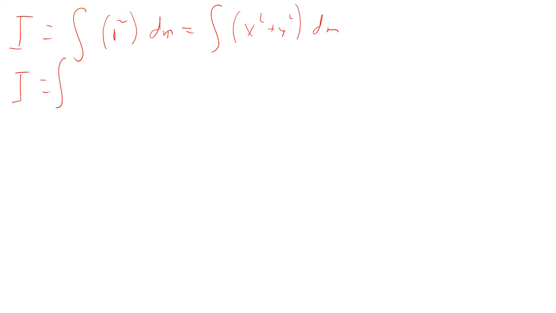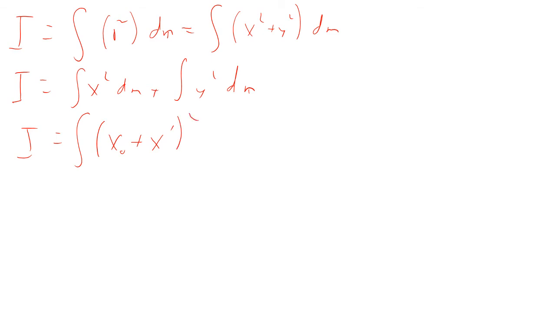So that's going to be the integral of, well, we can actually separate this thing out. So we can separate it out and say this is the integral of x squared dm plus the integral of y squared dm. Okay, so that is going to be the integral of (x naught plus x prime) squared dm plus the integral of (y naught plus y prime) squared dm.